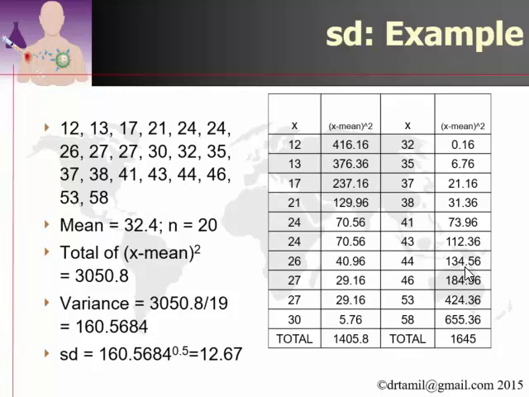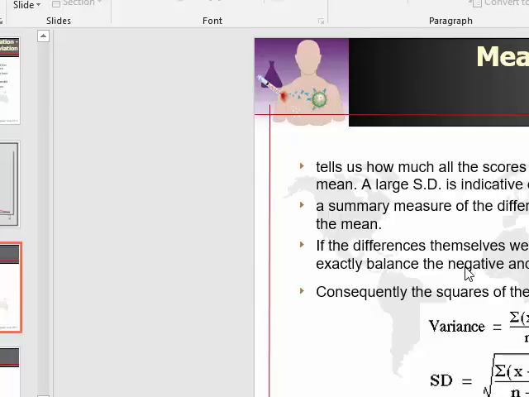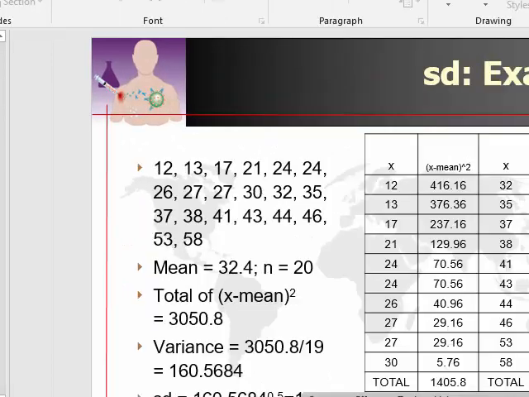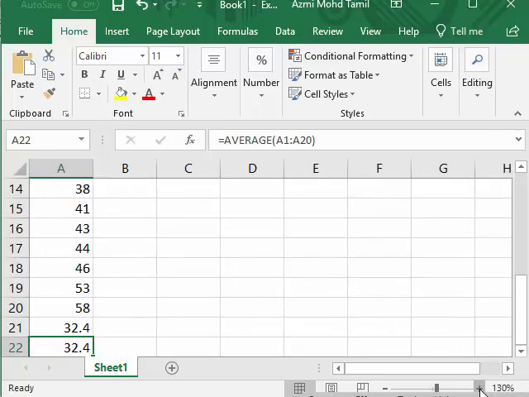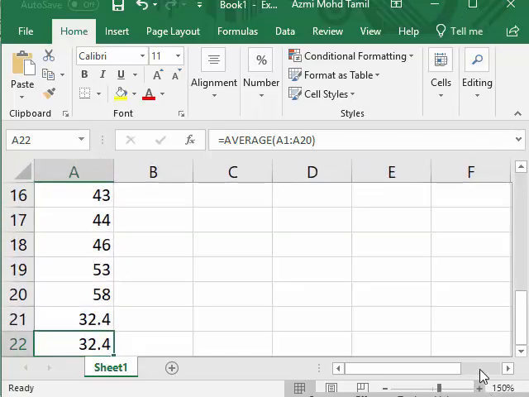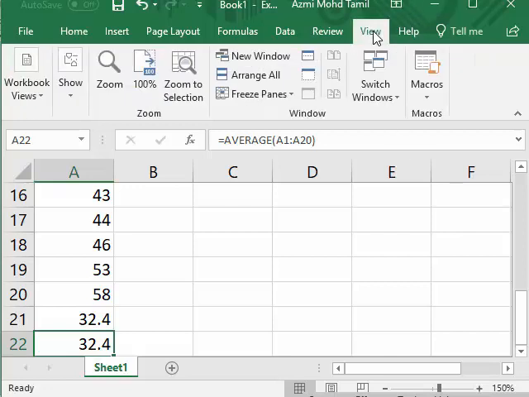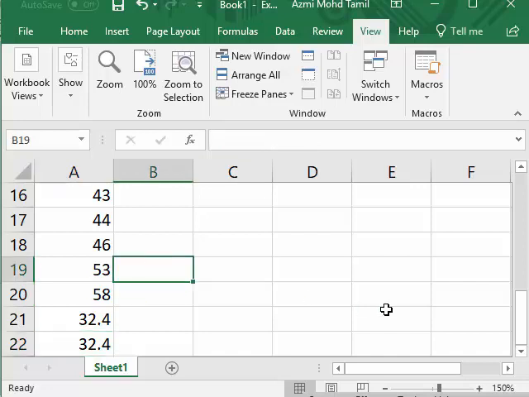Okay, let's go back to the Excel file. We have the Excel file. It is easier to use the Excel file because we don't have to worry about the calculation. Everything will be done for you by the software. Okay, so now this is the mean.